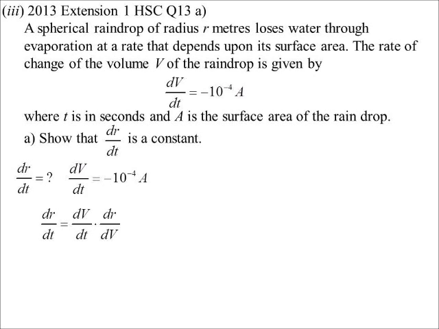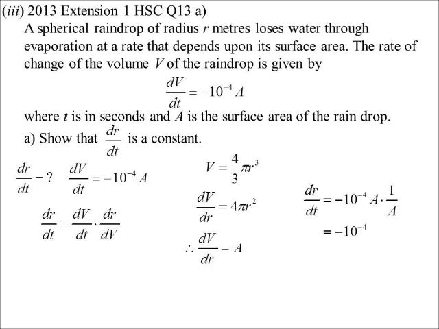So dV/dt times dr/dV. Let's go work it out. dV/dr is 4 pi r squared. Well, 4 pi r squared, that's what I was just saying before, is in fact the surface area. So I'm going to write it as A, because then it'll cancel nicely with the A in our formula.